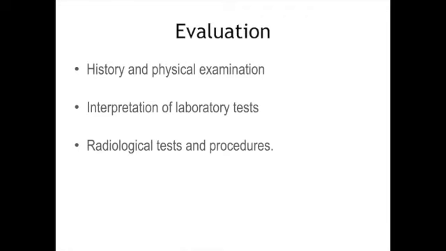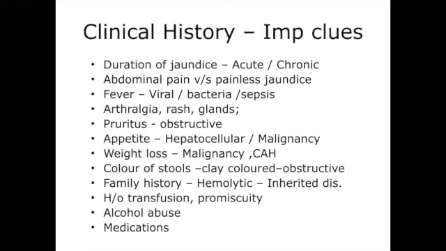So you have to take a proper history, and you have to do a proper physical examination. You have to interpret the liver function test and other laboratory tests properly, and you have to order some radiologic tests and procedures for correct diagnosis of the conditions producing jaundice. So there are some important clues which you can get depending upon the duration of jaundice, whether the patient is having an acute event or a chronic event, whether it is a stone disease, whether it is a malignancy, etc.